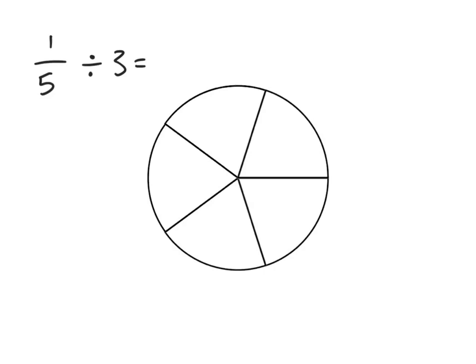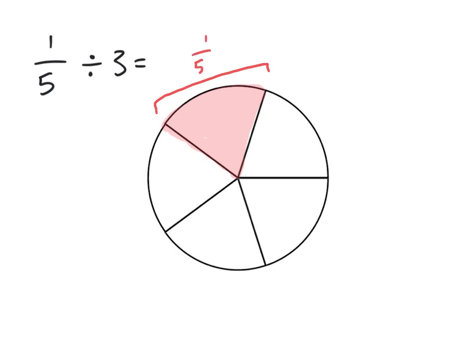Today we're going to be using models to divide fractions by whole numbers. We're starting with 1/5 divided by 3. So if you look at this model, it's divided into 5 equal pieces. So I'm going to shade in one of them because the first part of our equation is 1/5. And I'm going to go ahead and label it.